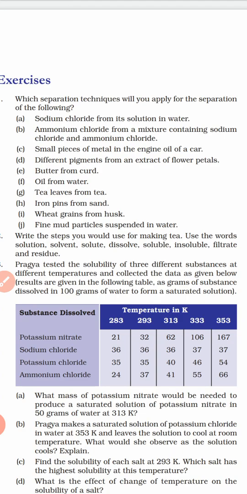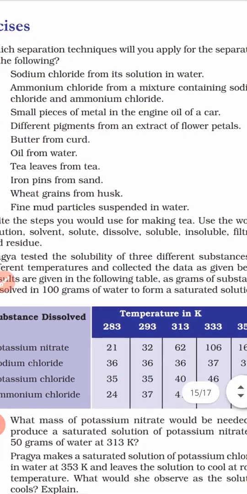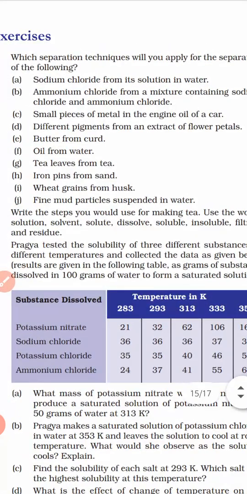Then the next one, small pieces of metal in the engine oil of a car. This is simple filtration. If you filter the oil, these pieces of metal will come out. Next one, different pigments from an extract of flower petals. It is chromatography, for color pigments. Butter from curd, it is centrifugation. Oil from water, that is by the process of a separating funnel. Tea leaves from tea, simple filtration.